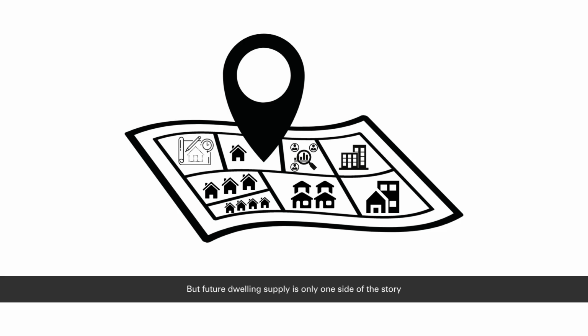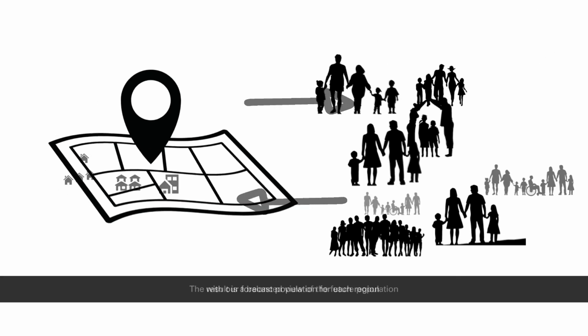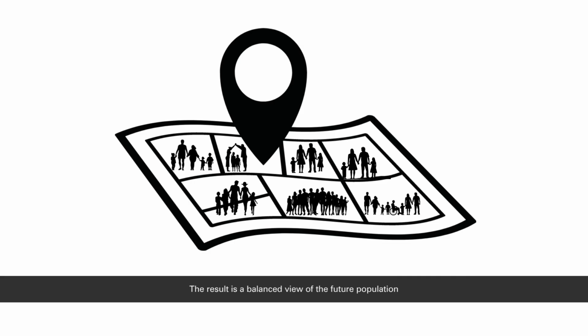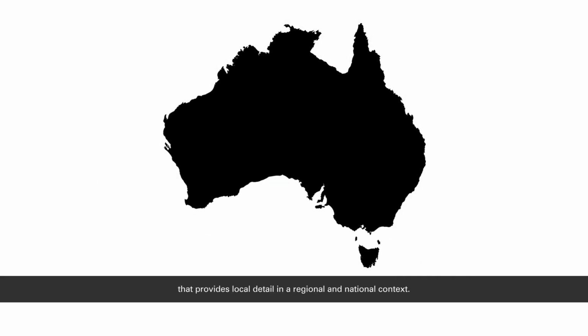But future dwelling supply is only one side of the story, and not all advertised or planned development will be realised. So, to complete the forecast, we match this potential supply of dwellings with our forecast population for each region. The result is a balanced view of the future population that provides local detail in a regional and national context.